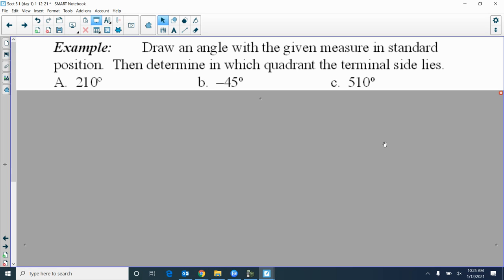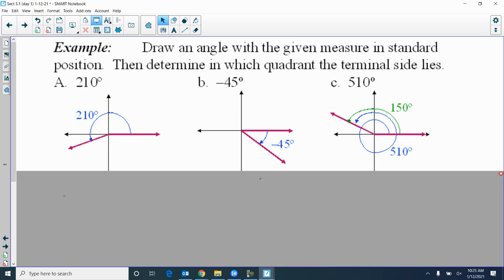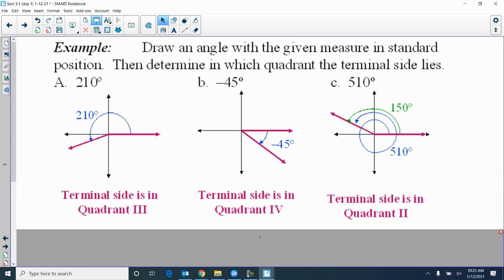All right, now the first two you should be fine on. The third one, just stop and think about it for a second. 210. Now again, these are all standard, which is important. It tells you where to start. That's going to end up in quadrant 3. So you go 180 degrees, 30 degrees past that. Negative 45. You start at the x-axis. It's going to be in quadrant 4. You're going 45 degrees off the x-axis.